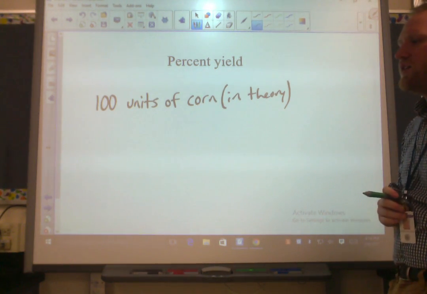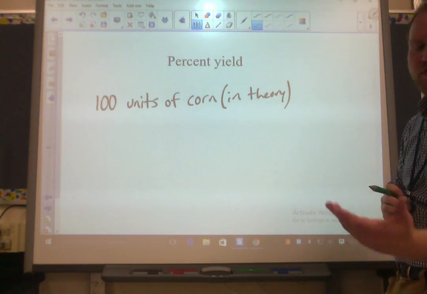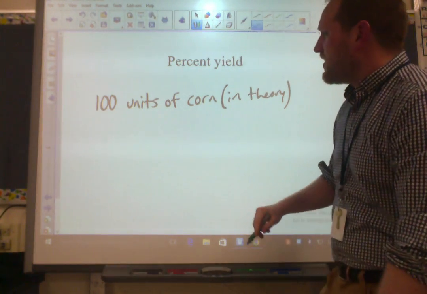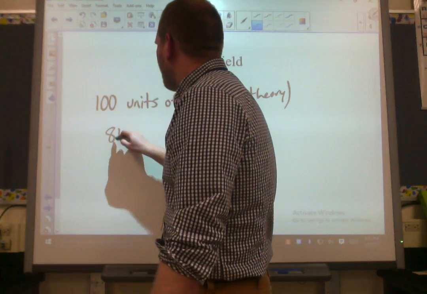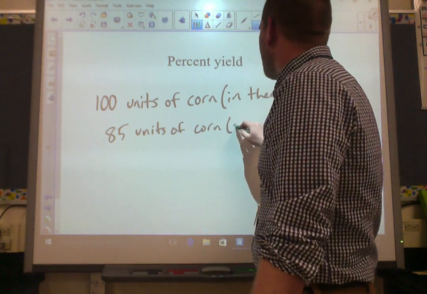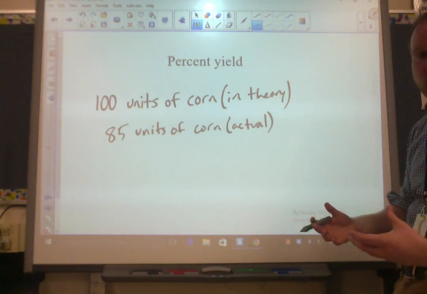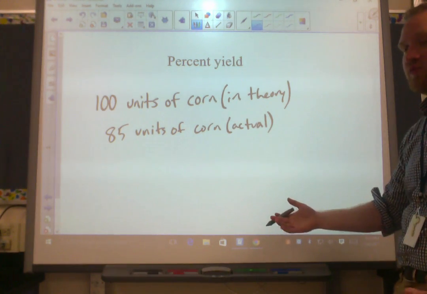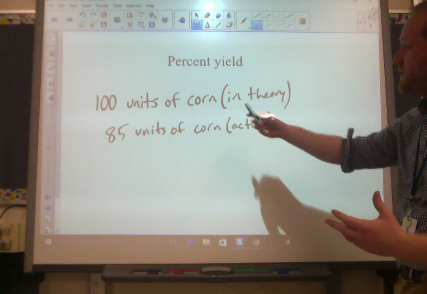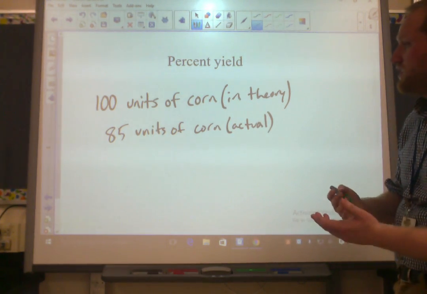So let's say some crows come and eat some of the corn. Let's say there's maybe a drought or a flood. Maybe it's a little too cold. Maybe it's a little too hot. And let's say what he actually gets is 85 units of corn. So how much a farmer gets is called the yield. I mean, that's like a legit farm term. So it's kind of similar here, where this farmer was expecting 100, in theory. He only got 85. So what's his percent yield?